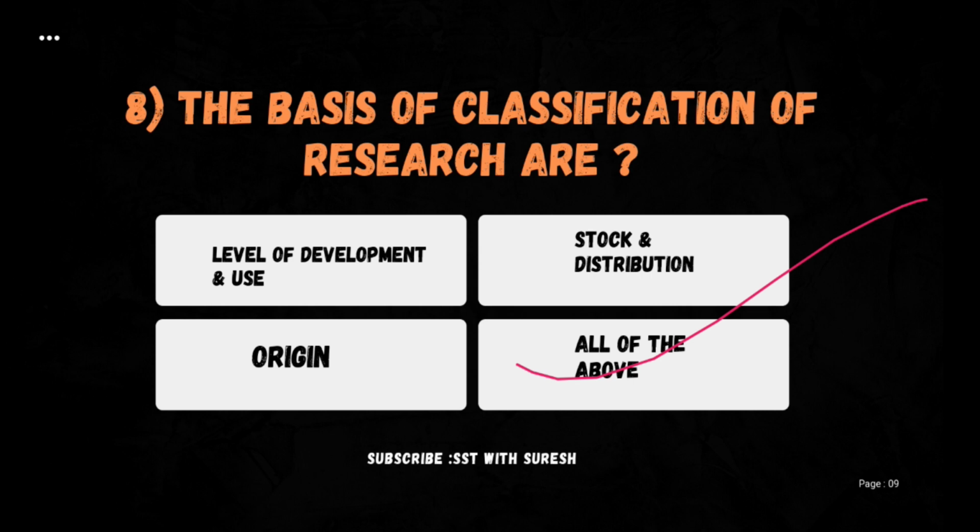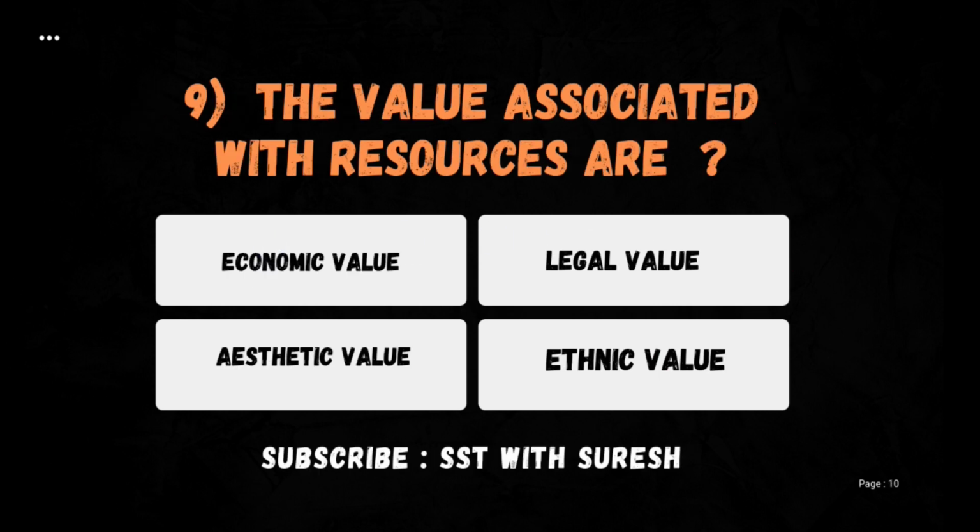Okay, next question, question number 9. Question number 9 asks: the value associated with resources is known as what? The options are: A, economic value; option B, aesthetic value; option C, legal value; and option D, ethnic value. The correct answer for question number 9: the value associated with resources is known as economic value.